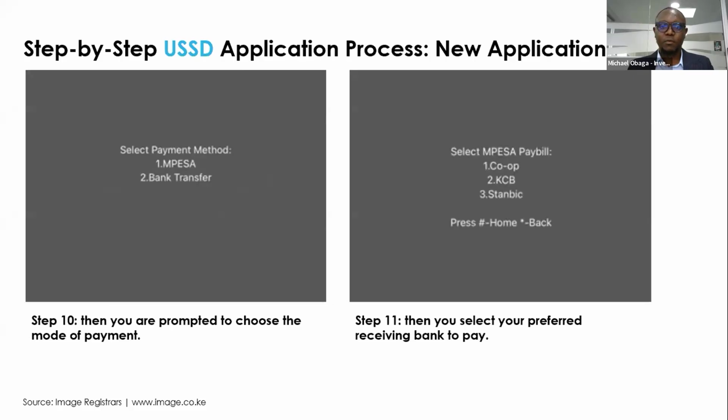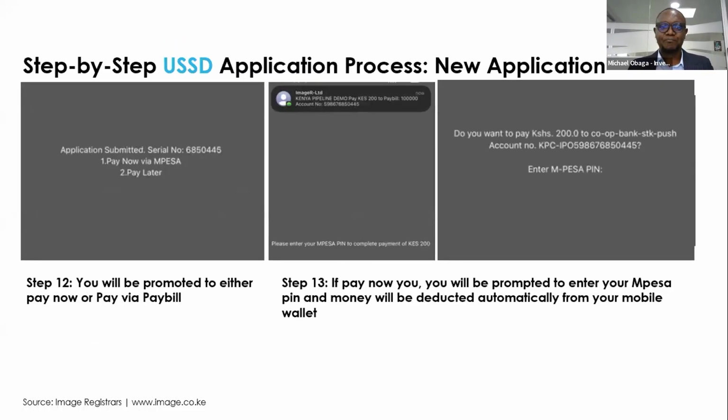Now it will give you an option to select the payment method. You'll say either M-Pesa, if you have funds ready in your M-Pesa, or you can do the transfer via bank. So assuming you choose M-Pesa, then it gives you the option to pay to the receiving banks, either Corp Bank, KCB, or Stanbic. You can choose either and select accordingly. And then it will prompt you to enter your M-Pesa PIN, and then it will pay directly to this IPO.